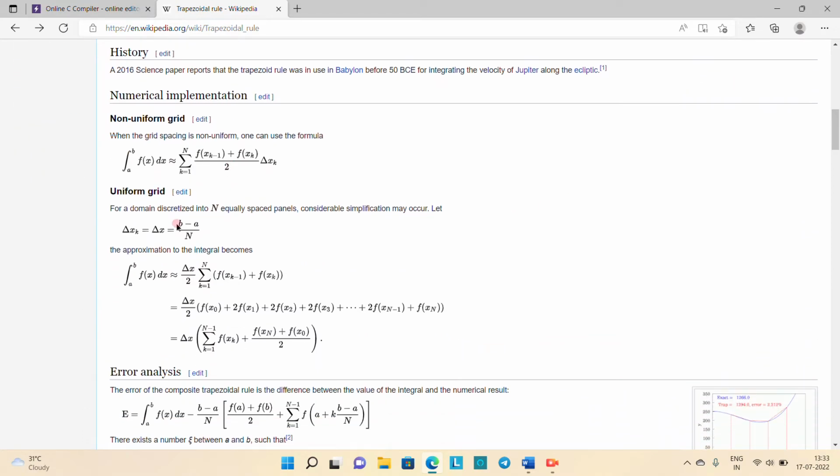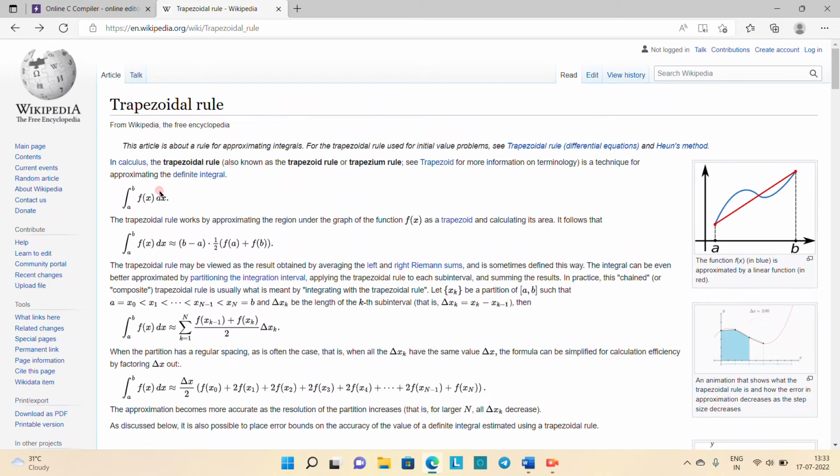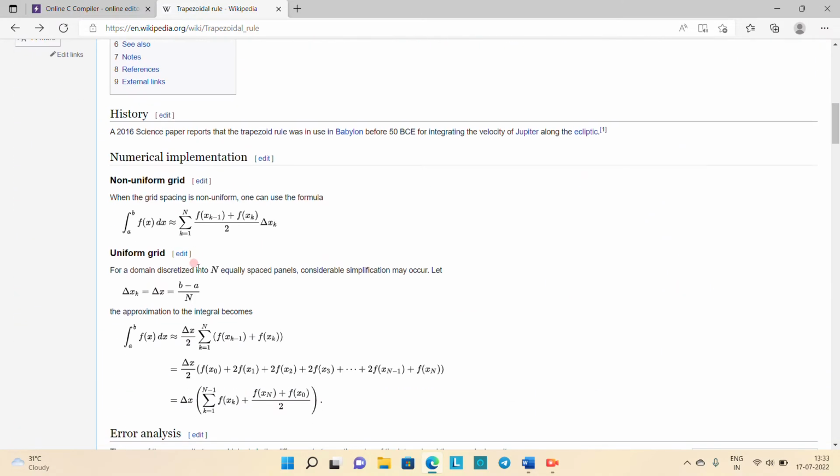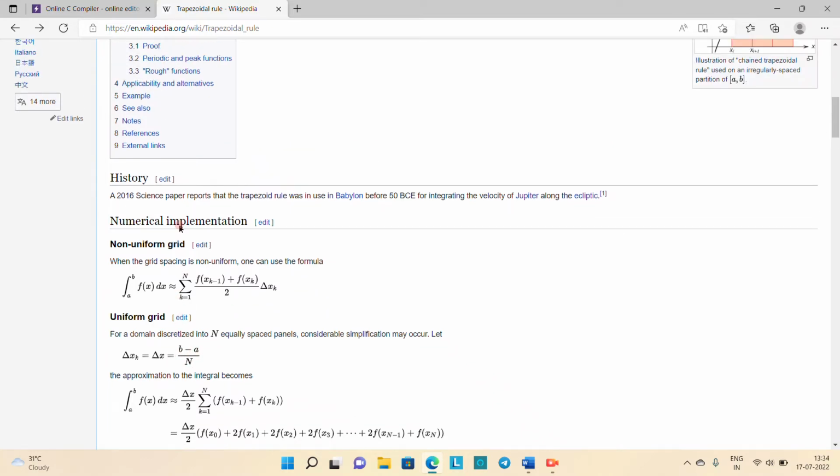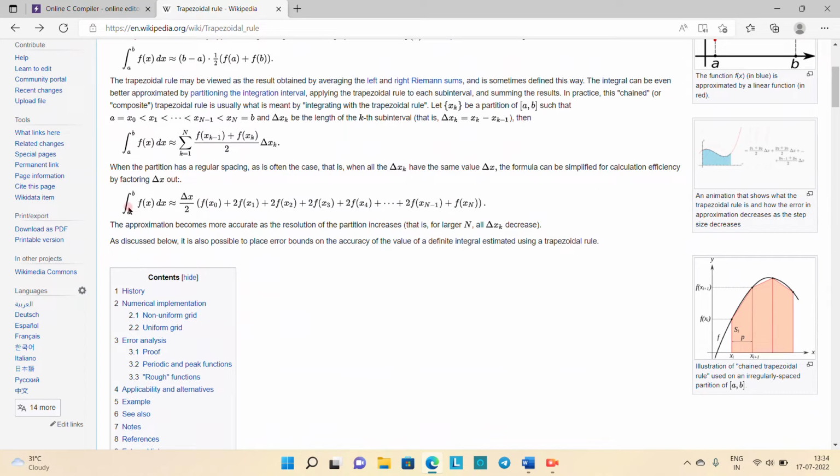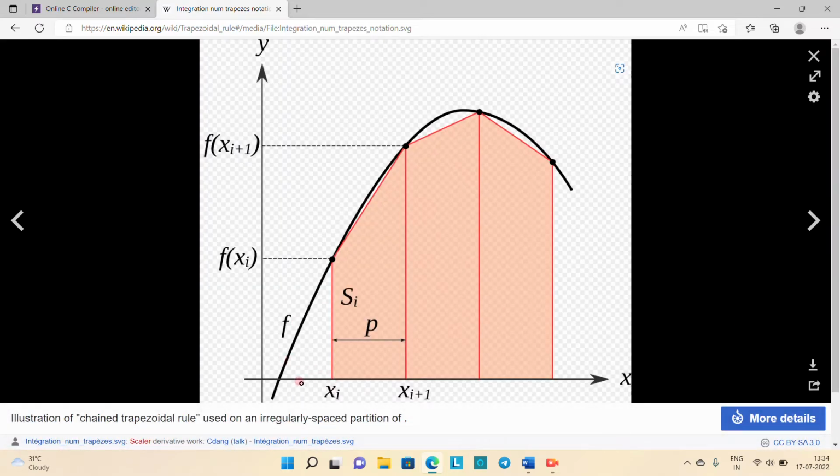So what is this? The upper limit is b here. So the upper limit b minus the lower limit a, divided by n. Here is our delta x formula, and the total formula to find the integration from a to b of f of x dx is the width divided by 2, the function value at x0. What is x0? X0 is a, the lower limit, and xn is b. Let's say this is a, this is b, so this is x0.